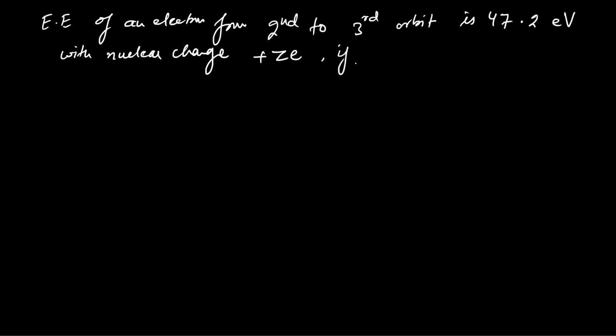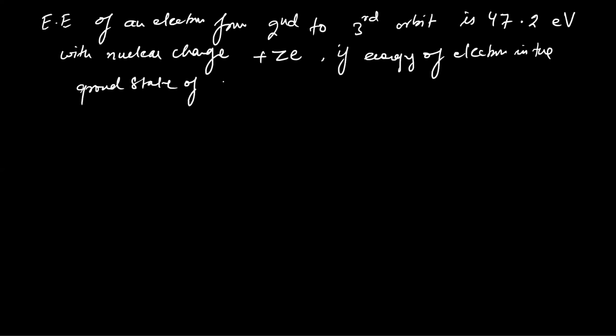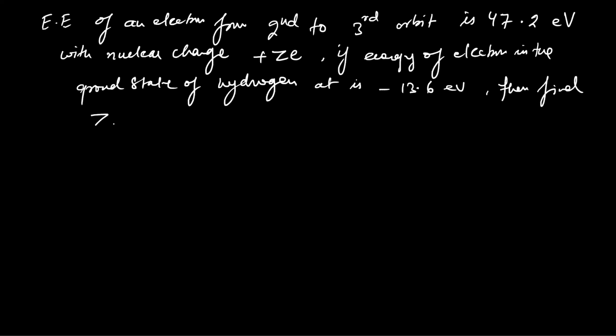If the energy of an electron in the ground state of the hydrogen atom is minus 13.6 electron volt, then find Z. We need to find out the atomic number of this element.